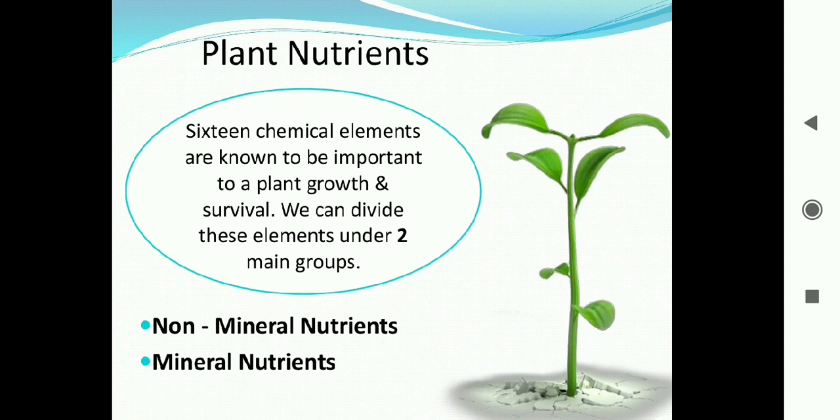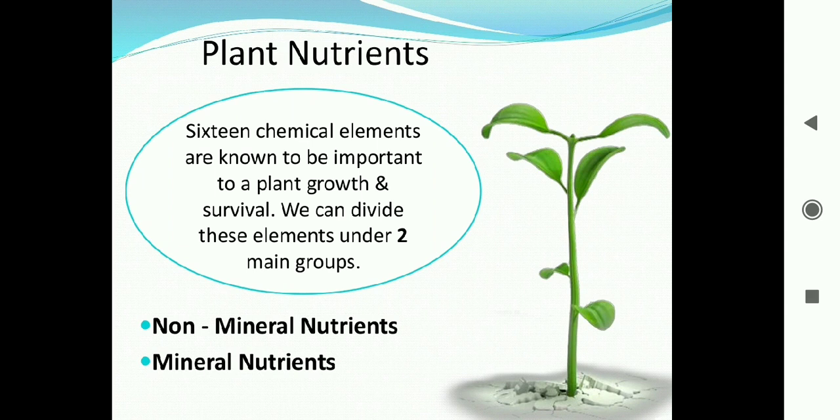So we know that out of these 16, three elements the plant gets directly from the air and water. These are carbon, hydrogen and oxygen, and the remaining 13 elements required for growth and development are taken from the soil. On the basis of whether they are taken from the soil or air, they are divided into non-mineral elements and mineral elements.